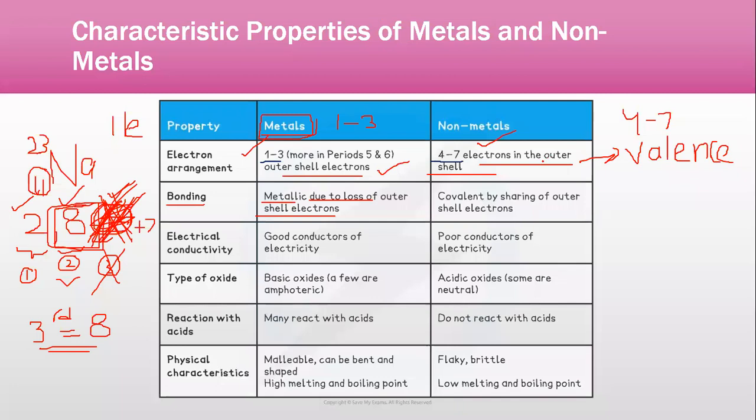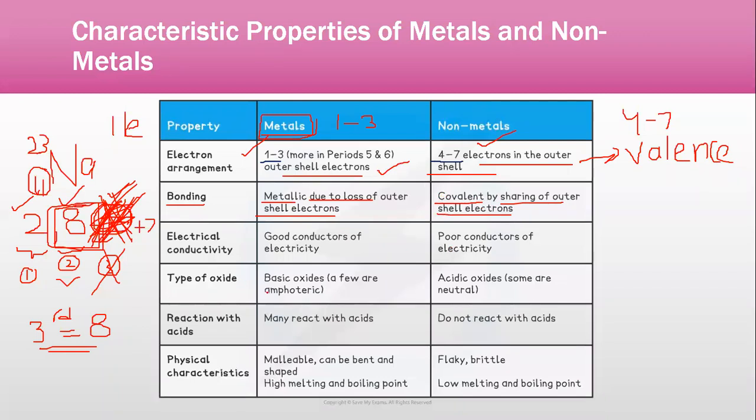So always remember that metals always complete their outermost shell by losing electrons, whereas non-metals have covalent bonding. Covalent bonding happens between non-metals by sharing of outer shell electrons. Non-metals complete their outermost shell by gaining electrons, while metals complete their outermost shell by losing electrons. Moreover, metals are good conductors of electricity, whereas non-metals are poor conductors of electricity.